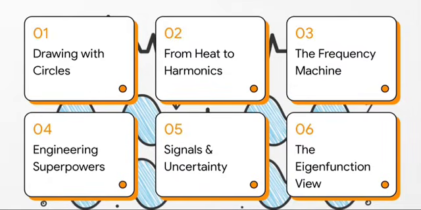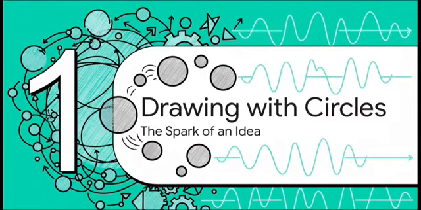All right, so here's our game plan to unravel this mystery. We're going to start with the idea of drawing with circles. Then we'll trace the whole idea back to its surprising origins in, well, heat. After that, we'll build our own intuitive frequency machine, explore the incredible superpowers this gives engineers, touch on a deep truth about signals and uncertainty, and finally get to the deepest why of it all with something called the eigenfunction perspective. Okay, first up, drawing with circles.